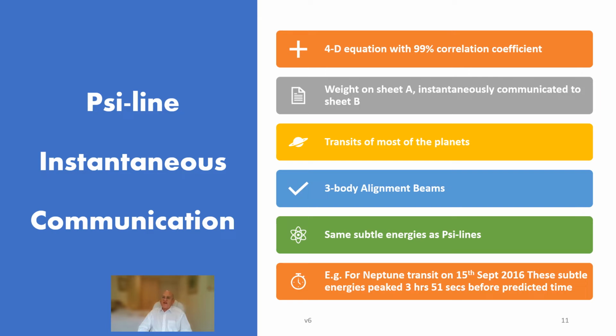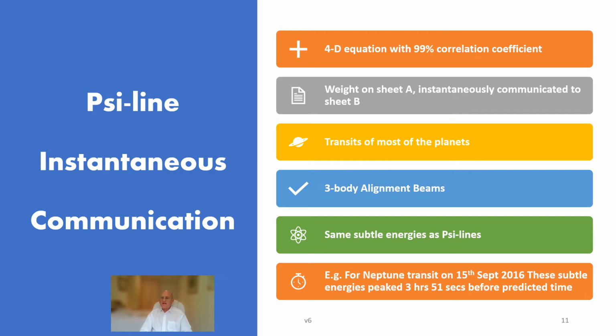Since 2009, I have published several papers based on transits of most of the planets in our solar system. The transits created a 3-body subtle energy alignment beam, which has similar properties to psi lines. These beams peak exactly at the time taken by light from the planet to reach the observer on Earth. This is well before the published time of the transit.